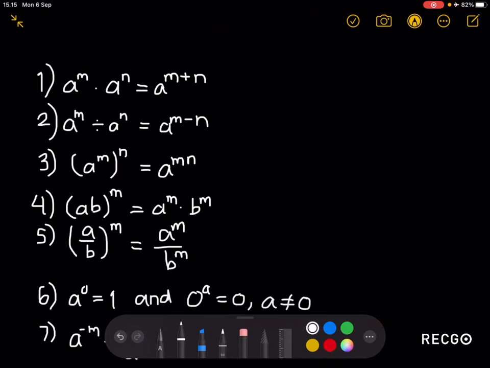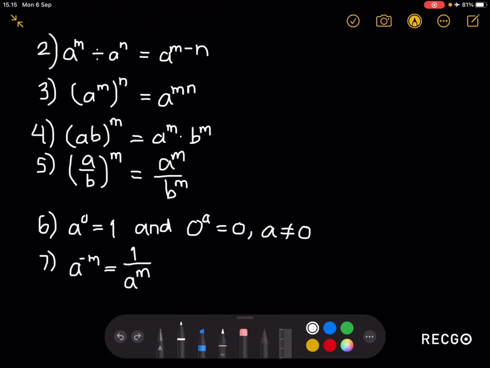For the fifth rule, if we have a power of a quotient, so we have a over b in parentheses, all that to the power of m, is just the same as a to the m over b to the m. For rule 6, we have that anything to the power of 0 is equal to 1, and that 0 to any power is equal to 0, as long as that anything is not equal to 0. Otherwise, we're left with the expression 0 to the 0, which is indeterminate.